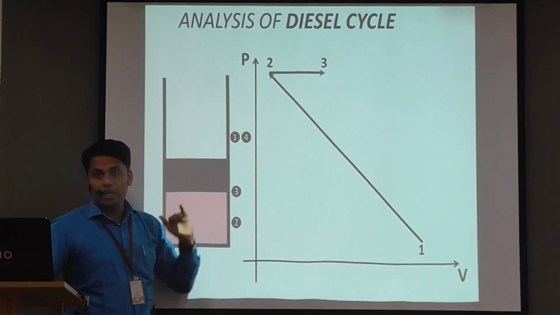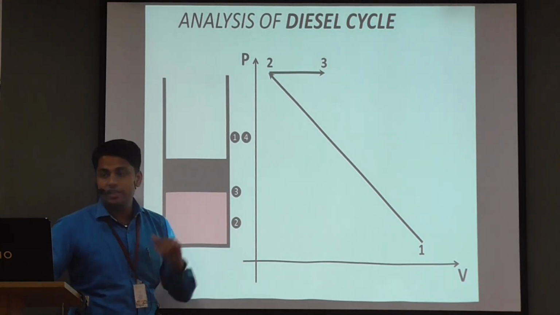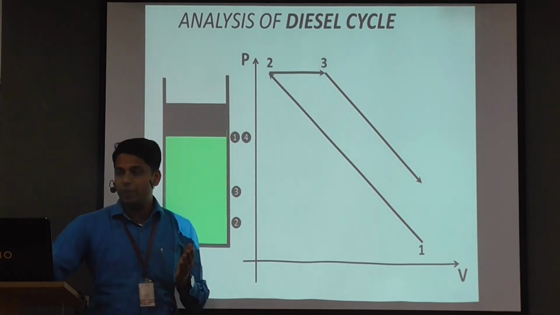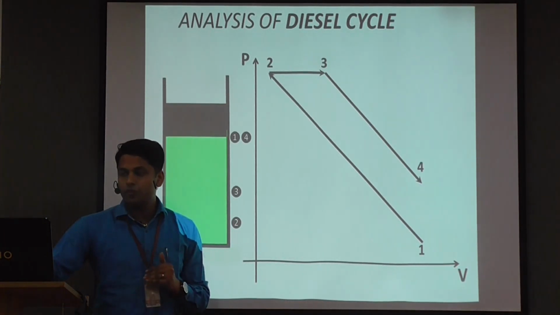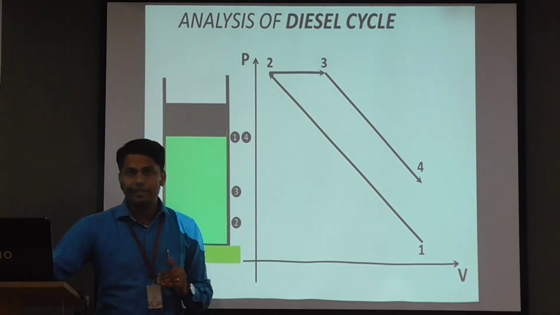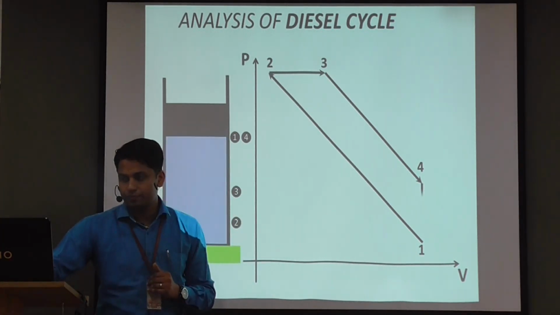horizontal line 2 to 3, constant pressure heat addition. Then comes 3 to 4, which is the reversible adiabatic expansion. And the last one, 4 to 1, is the process of isochoric heat rejection, that is, constant volume heat rejection.